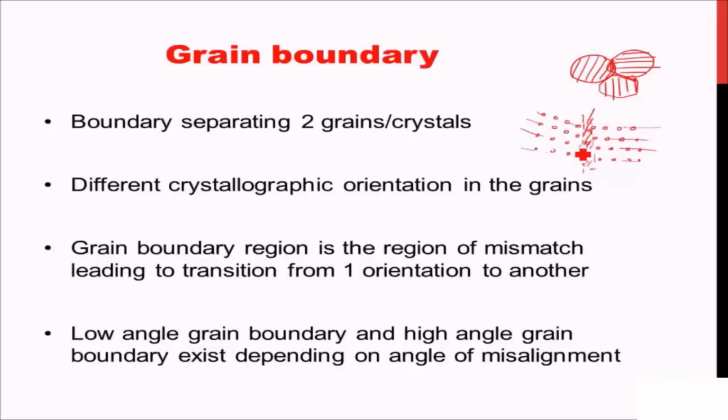We can have two types of grain boundary. We can have a low angle grain boundary, or we can have a high angle grain boundary, and that will depend on the degree of misalignment.